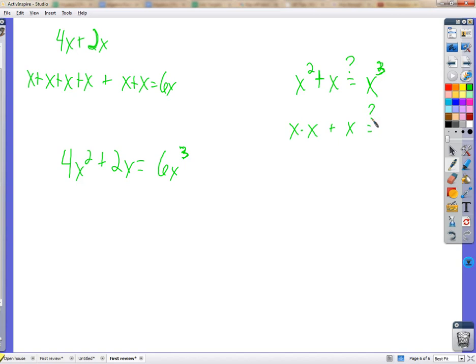Well, on this side, what does x to the third mean? X times x times x. X times x, it's almost the same. So far, it is the same, but x times x times x. This is x times x plus another x. At the very least, you should see addition and multiplication aren't the same thing. These can't be equivalent to each other.